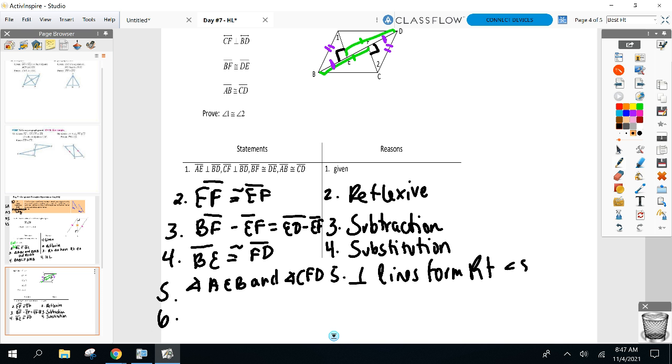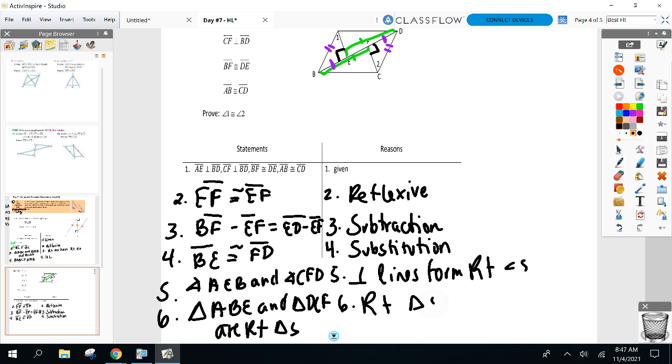Still not ready for HL. What do I have to tell you about the triangles? They're right triangles. HL is only in right triangles. So now triangle ABE and triangle DCF. And again, these don't have to match up until I make them congruent, but ABE, DCF, might as well right now, are right triangles. Right triangles have right angles.